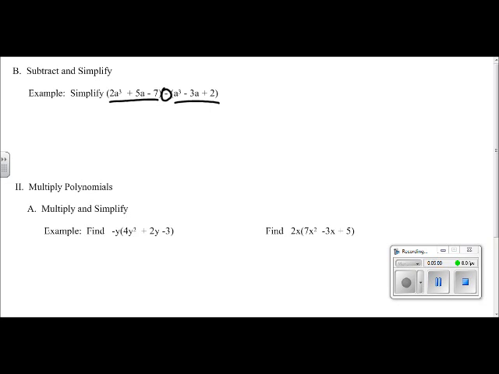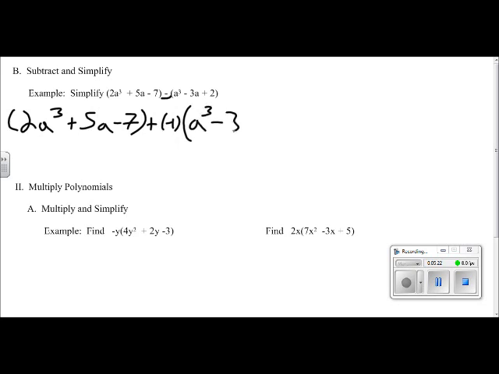So if we wanted to rewrite this one, we would say 2a cubed plus 5a minus 7. Now again, subtraction means adding the opposite. So it'd be like adding a negative 1 times a cubed minus 3a plus 2, because again, subtraction means adding the opposite.